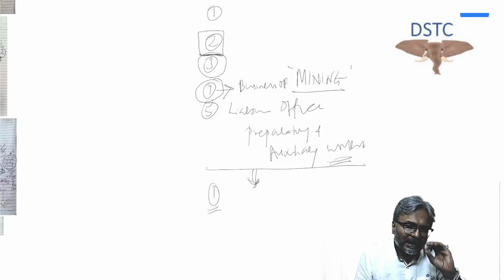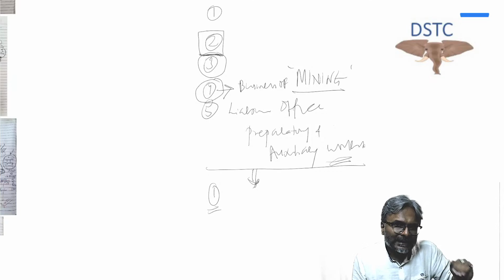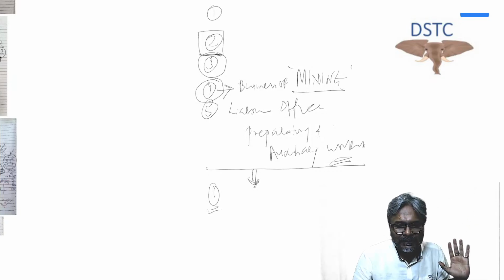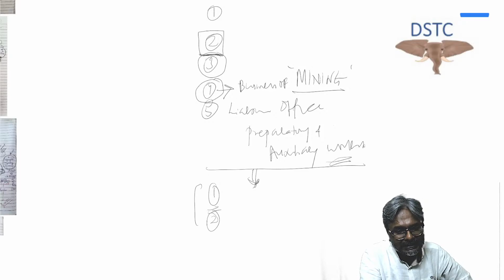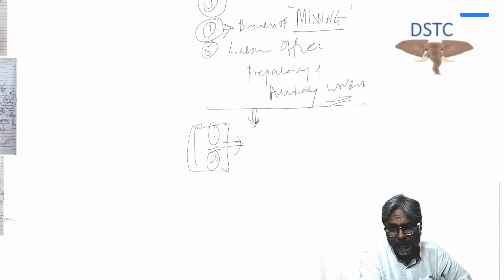So preparatory and auxiliary are very small activities. If they are extending the scope, students, beyond that, then that scope will never be considered at all in this context. I hope that all of you are clear with this one. Okay, so just keep this particular point in mind.